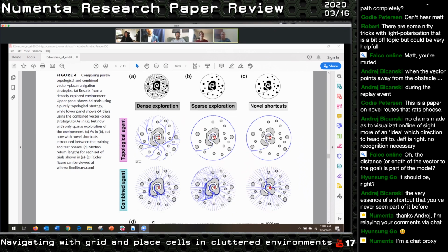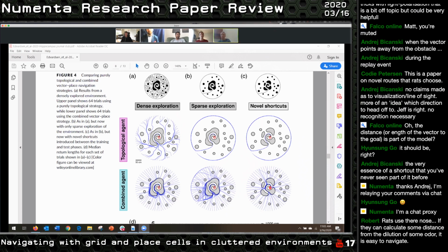And I'm not sure if this means that the animal's done every one of these paths, or is there somehow a map built up? I don't understand that. But if you just use the topological method, what happens in a dense exploration, what happens in a sparse exploration, and what happens with novel shortcuts, and then what happens when you use their new combined vector and, what do you call it, metric and topological method.